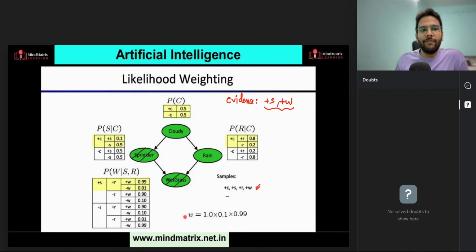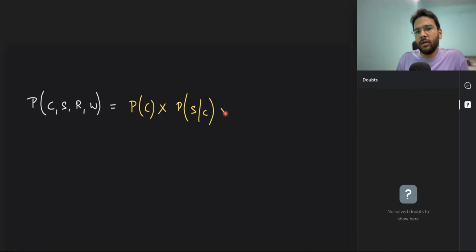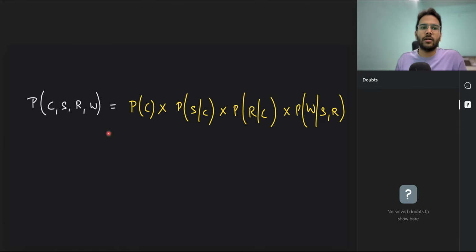Now, if I ask you a simple thing, can you write the joint probability distribution for cloud, sprinkler, rainy, and wet grass? You will simply say that it is going to be probability of C multiplied by probability of sprinkler given cloudy, multiplied by probability of rain given cloudy, multiplied by probability of wet grass given sprinkler and rainy. Yes or no? Agree? This is the joint probability distribution.